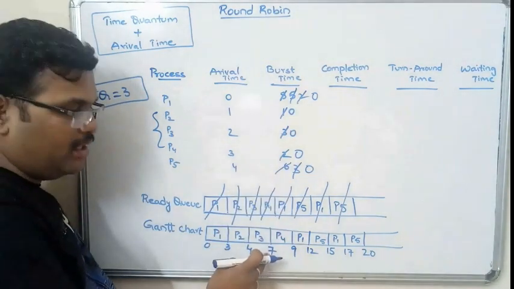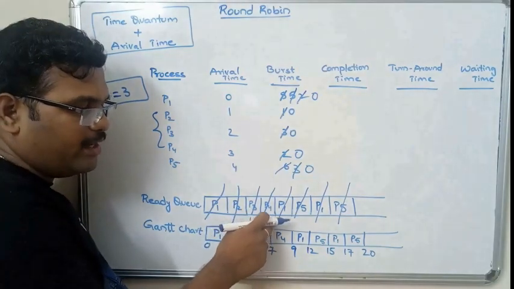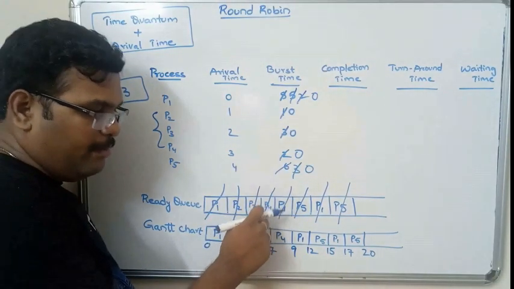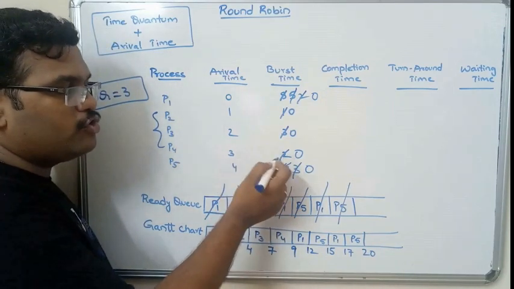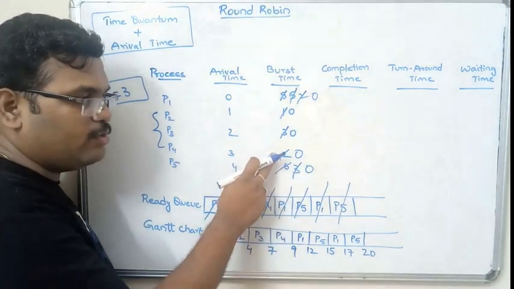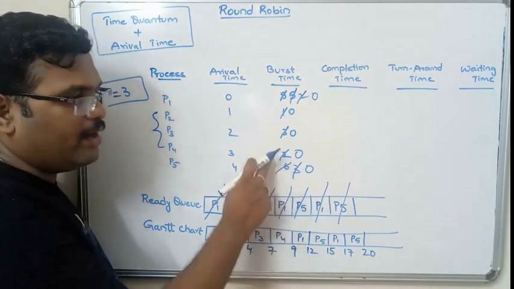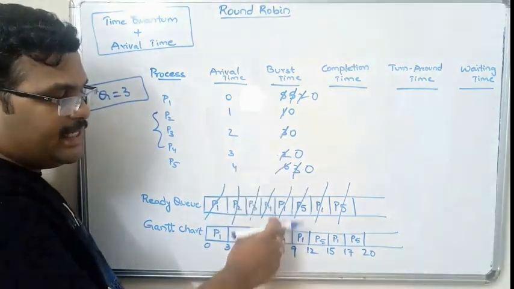So P3 completes its execution. Now in the order, P4 is available in the ready queue, so P4 will be removed from the ready queue and it will be allocated to the CPU and it executes 2 milliseconds to complete its execution. So from 7 to 9 it will complete its execution.